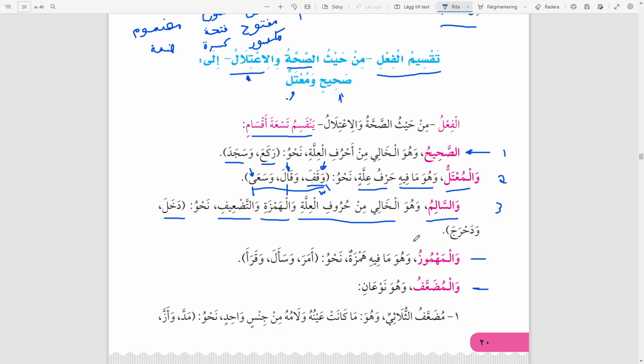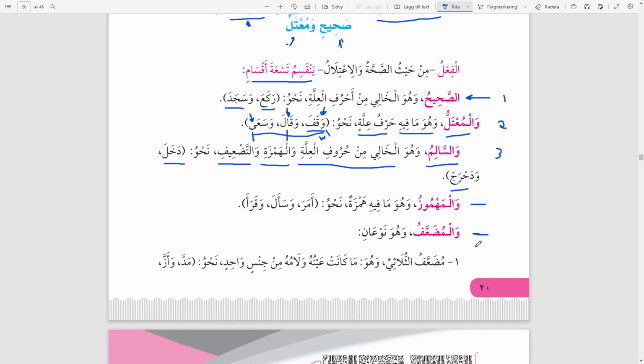Like dakhala and dahraja. Then you have the mahmuz, meaning hamza. هو ما فيه همزة. It is what has a hamza in it. Like أمر, he ordered. سأل, he asked. قرأ, he read.